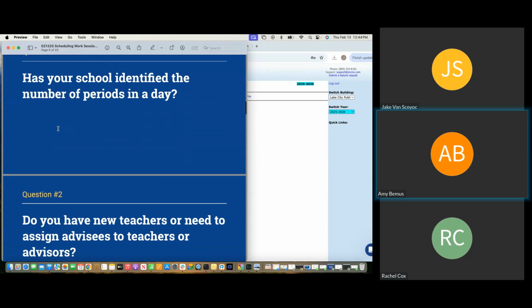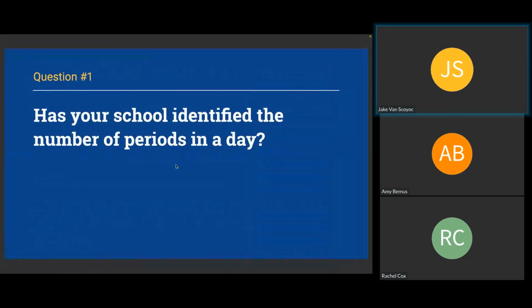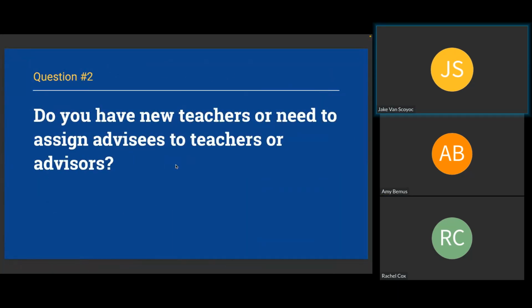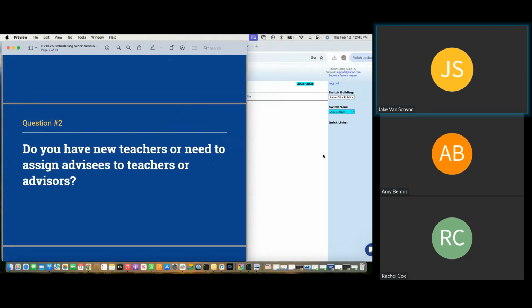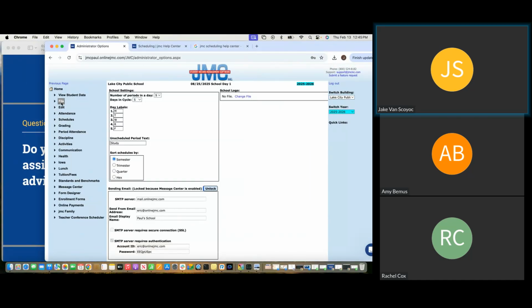All right. So we can go to sort of our prompt number 2, if you will. Do you have new teachers or need to assign advisees to teachers or advisors? So, Amy, in a second, I'm going to show everybody where this is, but Amy, in a second, I'm going to ask what your school's process was for if you knew you had a new teacher coming in, you knew that teacher was going to replace maybe your retiring teacher, but you didn't know who that teacher was. So there's your heads up on that. Okay. Thank you. I appreciate that.